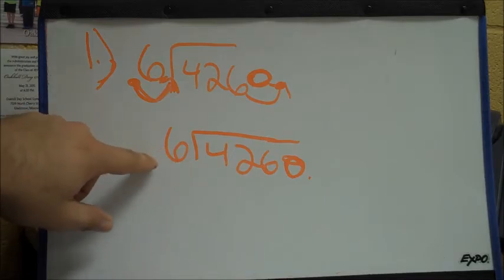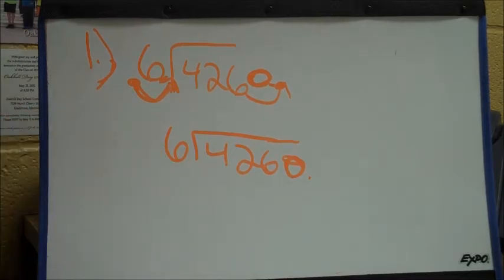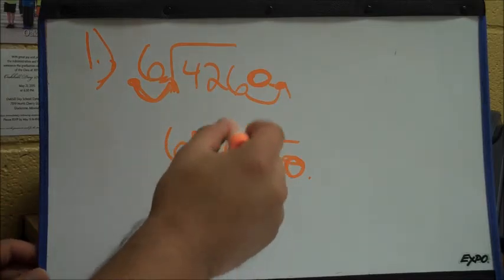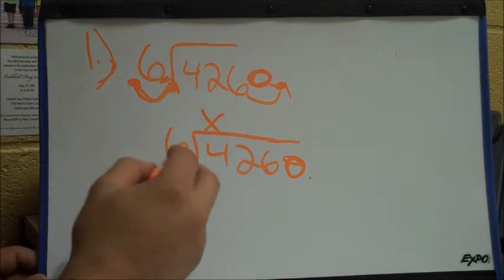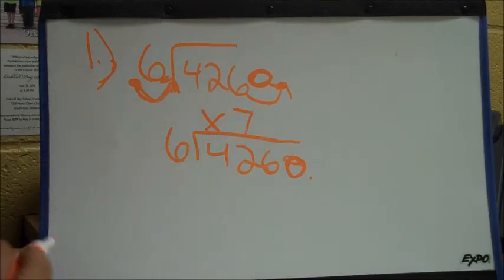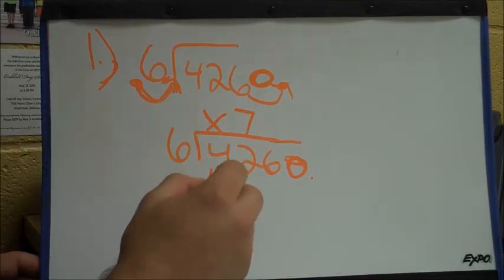Now we can solve it since there's no decimal on the outside. We cannot solve a division problem with a decimal on the outside. So let's see what it's going to look like. 6 won't go into 4, but 6 will go into 42 7 times. 7 times 6 is 42.